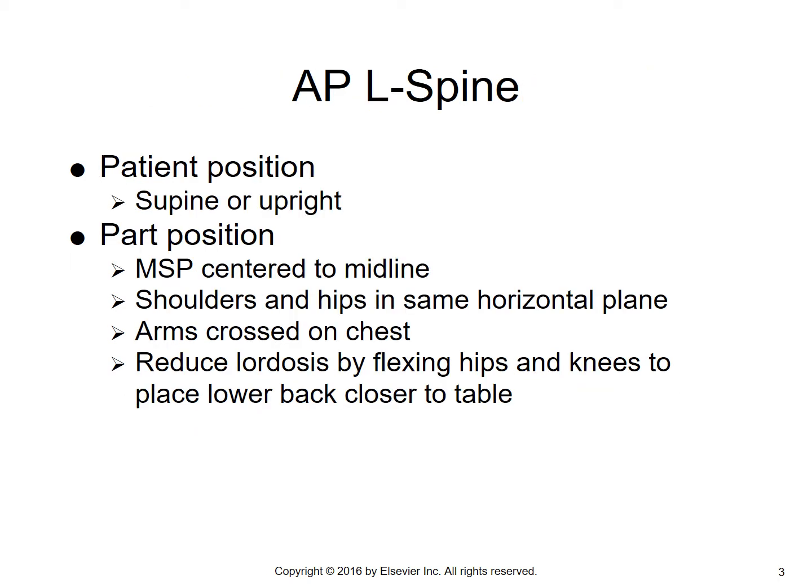For an AP of the lumbar spine, I'd like you to make sure that as I'm speaking you're referencing the textbook, looking at the pictures. For your AP spine, you have the patient either supine or upright. The MSP is centered to the midline of the grid. You've got the shoulders and the hips in the same horizontal plane. The arms are crossed on the chest to make sure that they're out of the field of interest. And if you are doing a supine, you're going to reduce the lordosis by flexing the hips and knees to place the lower back closer to the table.